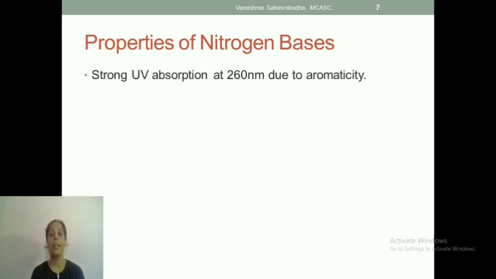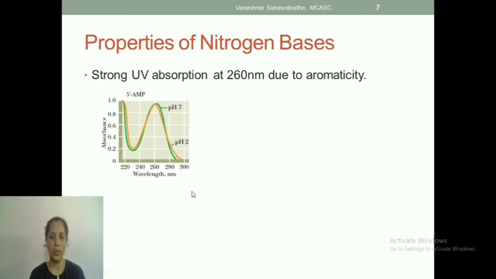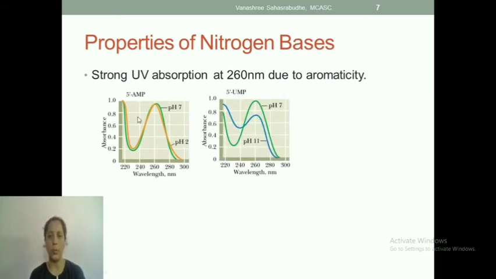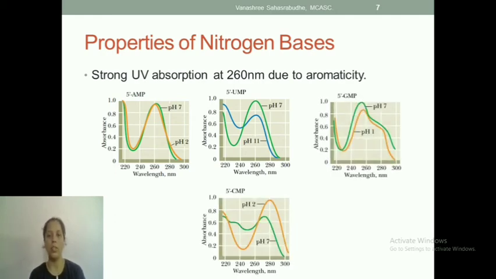Now, another property is the UV absorption. As they are aromatic compounds, due to their aromaticity they show strong UV absorption, and almost all the nucleotides show a strong UV absorption near 260 nanometer. This is the UV absorption for adenine, this is for uracil, this is for guanine, and this is for cytosine. Here you can see that at physiological pH, pH 7, almost all of them show characteristic maximum absorption near 260 nanometer. This is again an important property of nitrogen bases for detection of nucleic acids, because nucleic acids are characterized by absorption maxima near 260 nanometer.